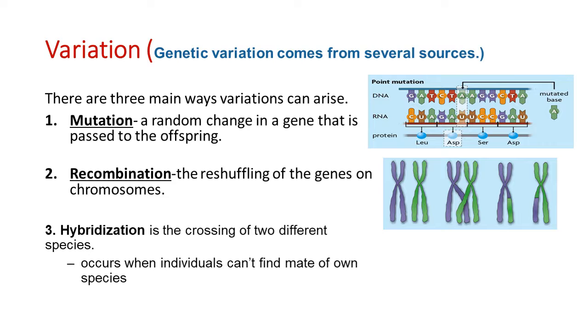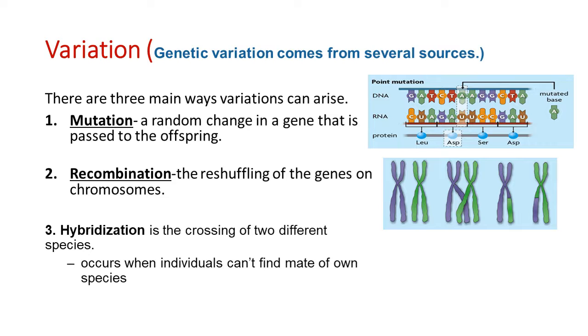Number two, recombination. Recombination happens because of crossing over that occurs during meiosis 1. As you can see here, crossing over between homologous chromosomes, exchange of equal segments between homologous chromosomes, creates different traits or variations. That's why you look different from your dad and mom.